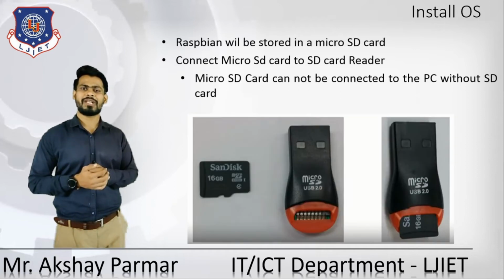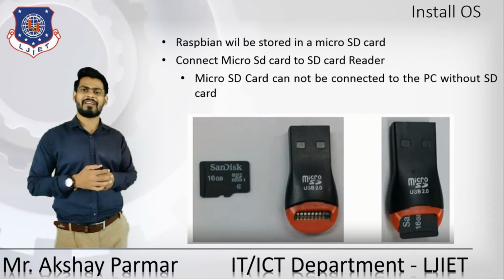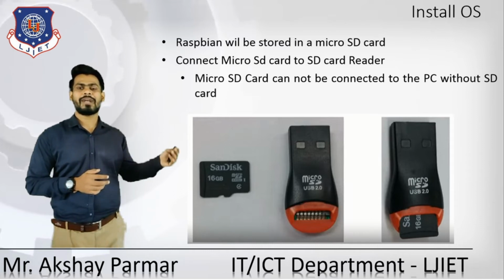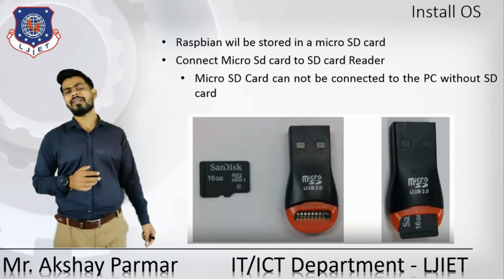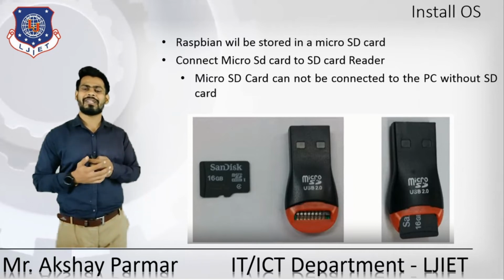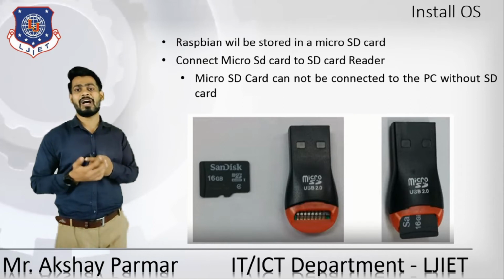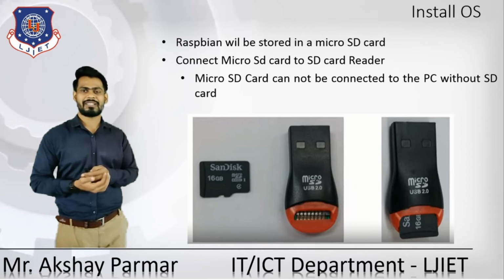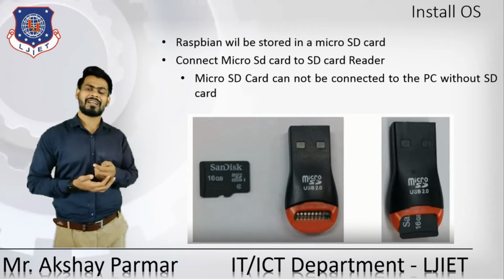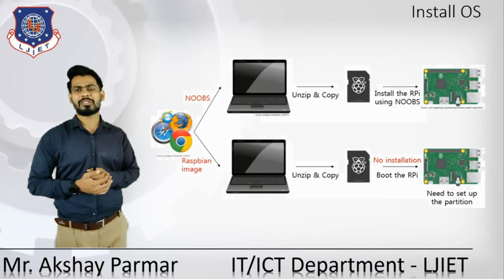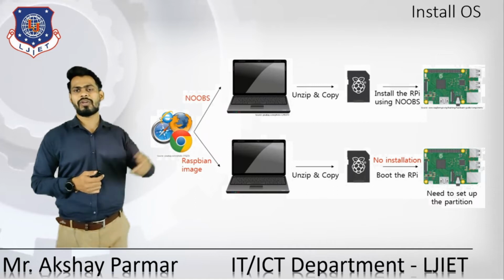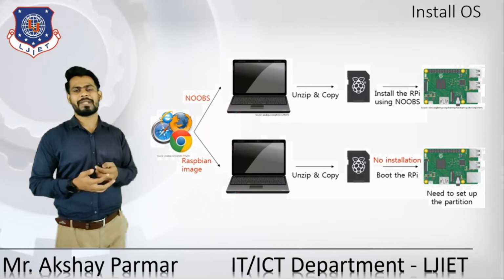The Raspbian OS will be stored on the micro SD card. After storing the OS on the micro SD card, you can connect it to an SD card reader, and after that you can insert that micro SD card into the Raspberry Pi. The micro SD card cannot be connected to the PC directly, so you install it into the micro SD adapter and then connect that to the Raspberry Pi. For installing, we have two methods: with NOOBS and with NOOBS Lite.